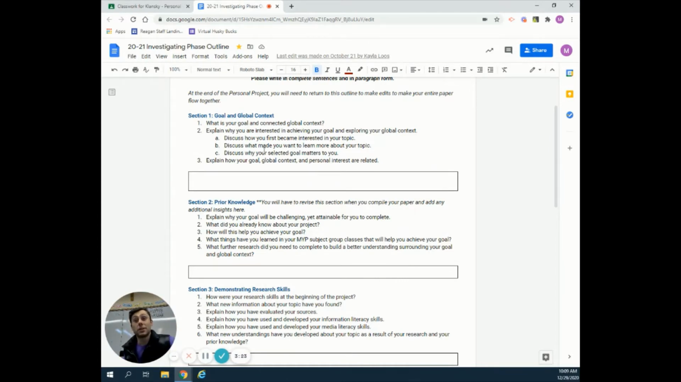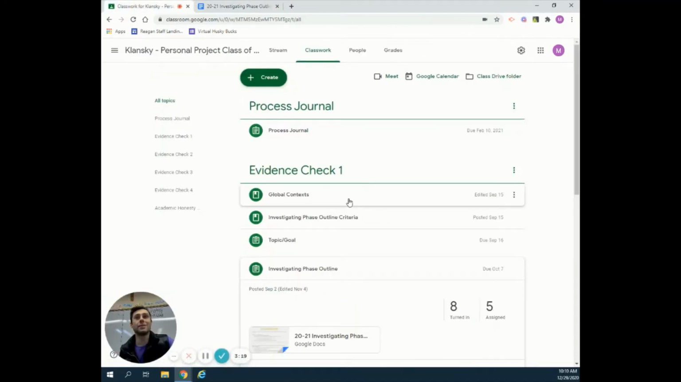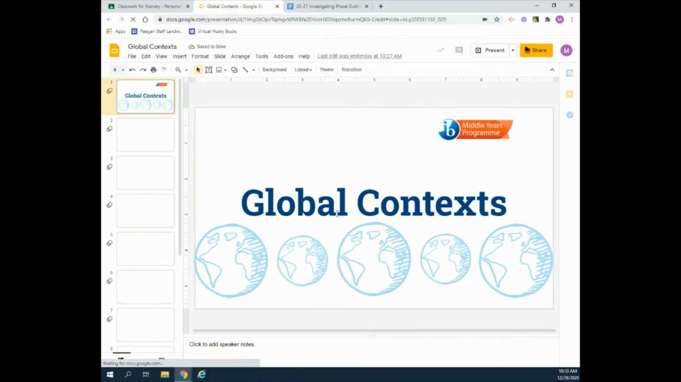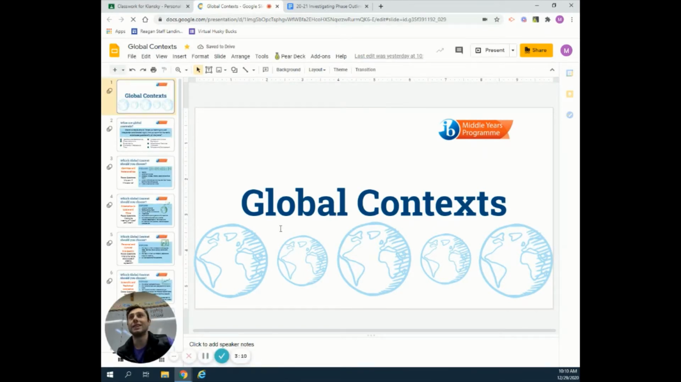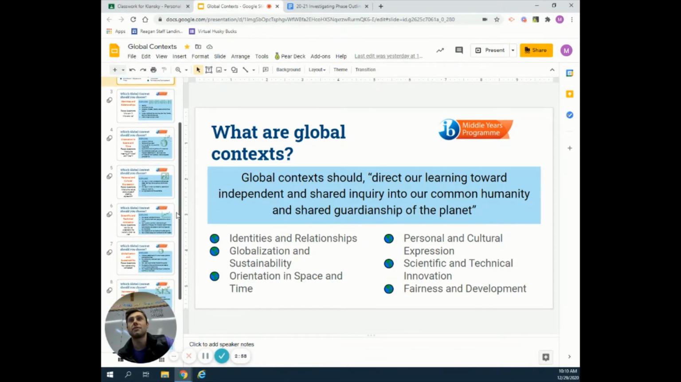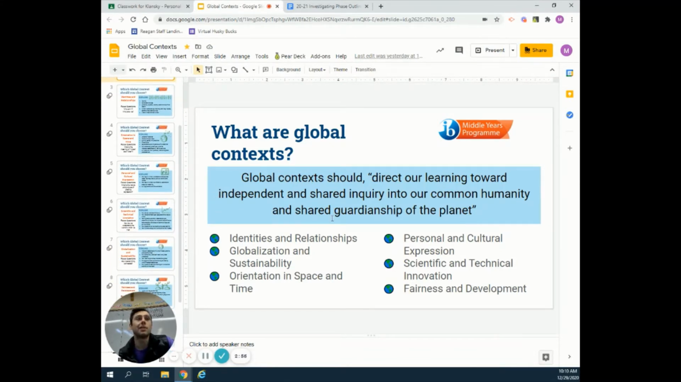For that, you need to know what the global contexts are. If you are a little rusty on those, don't worry. They're in the Google Classroom as well. There's a document called Global Contexts. Look at that, there's a globe on it. It explains the global contexts. There are six of them, the reason why we care about what we are doing and learning. These should be tied into all of your classes since we are an IB school.